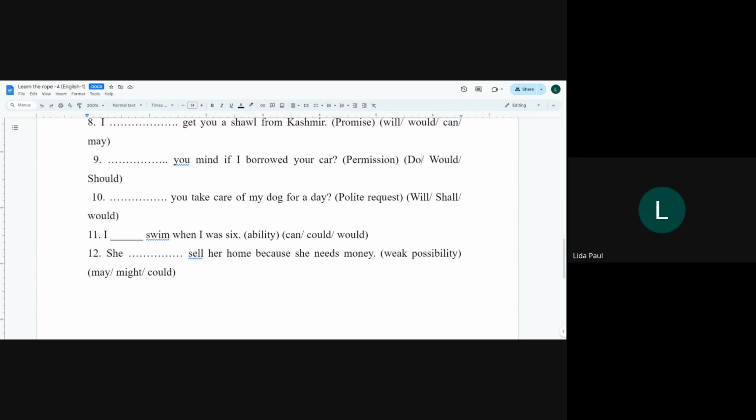12th one. This is the last one here. The modal verb has to show weak possibility. She dash sell her home because she needs money. Weak possibility. Might, ma'am. Might, right? So look at all the options you have. May, might, could. All of them show possibility, right? But since you're expected to choose the one which shows weaker possibility, you choose might. She might sell her home because she needs money. Very, very less chance, right? Very weak chance of something like that happening.